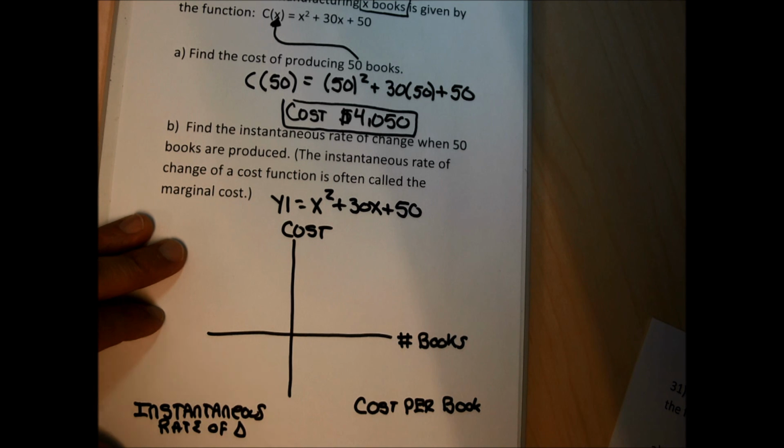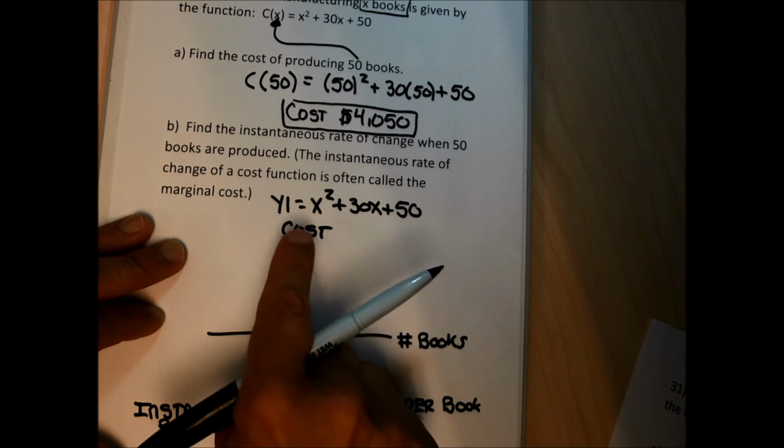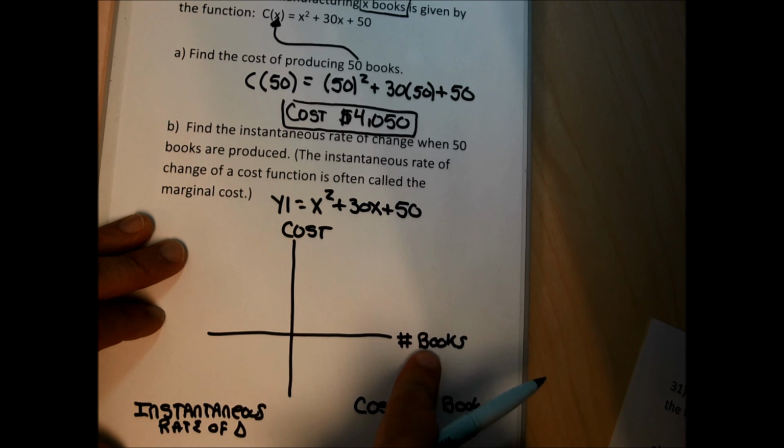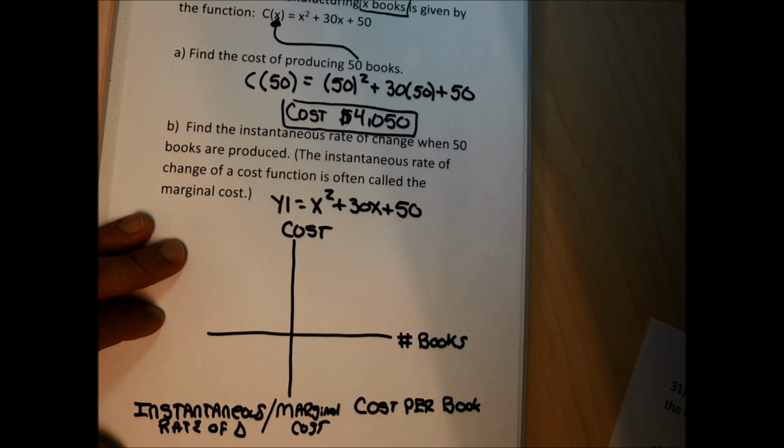So your costs could go down or up per book, depending on the quantity and the dynamics of your company. But regardless, the instantaneous rate of change for this function is going to give me the cost per book. And when the x-axis is a quantity of objects and the y-axis is a cost, the instantaneous rate of change is usually called the marginal cost function. So it would probably be nice if in my answer I said the marginal cost. Marginal usually means the cost of the next book.